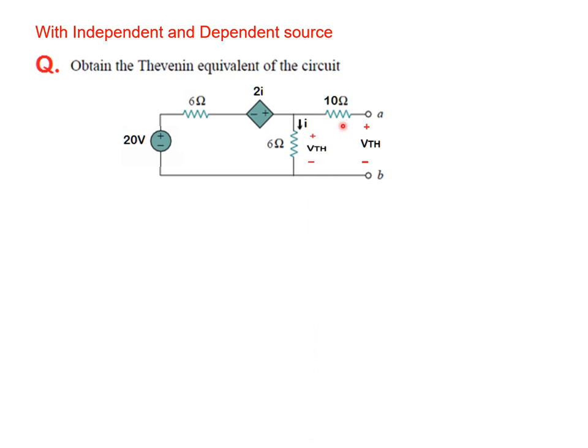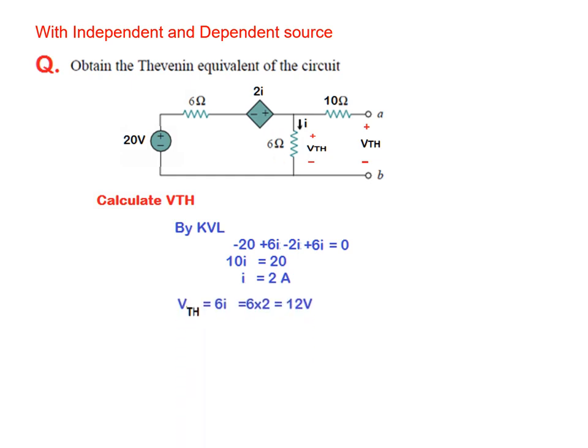Now since there is no current flowing through the 10 ohm resistance, the voltage here and the voltage at this point are the same, and we can find V Thevenin by the KVL method. So we just follow this loop: minus 20, 6i minus 2i and 6i equals 0. From here we find I to be 2 ampere. Now V Thevenin will be 6 times I, so V Thevenin is 6 times I, which is 12 volt.